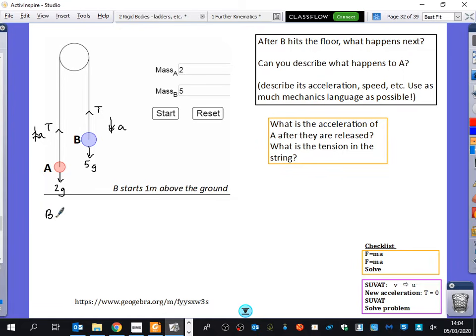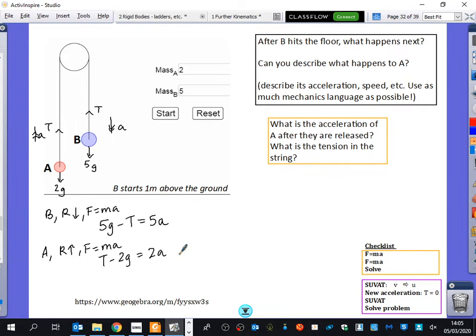So to begin with, I'm going to look at B, and I'm going to resolve it up or down? Down, and I'm going to do an equation of motion. So I get 5g minus T equals 5a. Then I'm going to look at A, and I'm going to resolve it upwards, and I'm going to do F equals ma. What do you think the equation of motion will be, Ishak, for A? I'm going up, yep. Good. T minus 2g equals 2a.